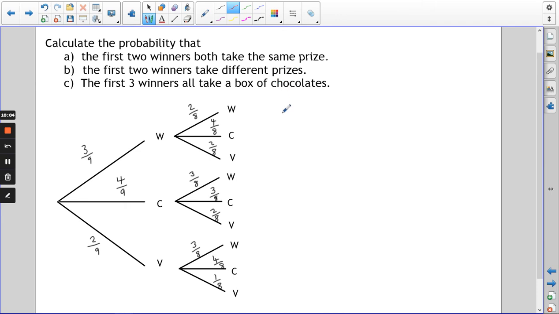Okay, so let's do part A then. So winning the same prize, and the ways you can do that, you could have that they both take wine, so wine and wine.